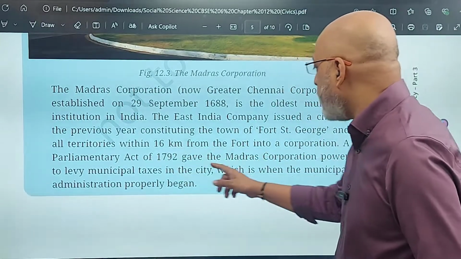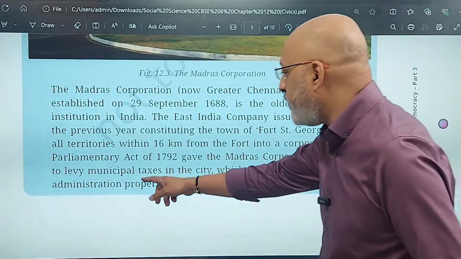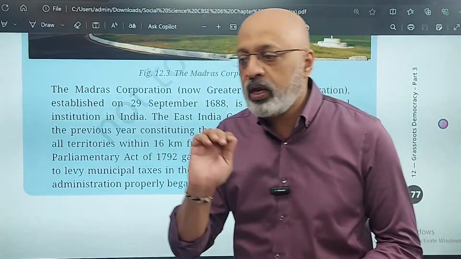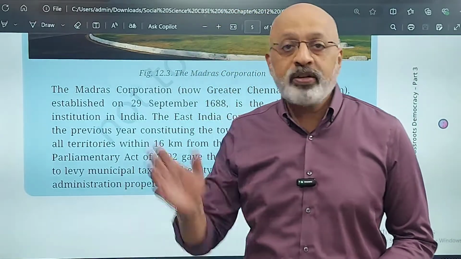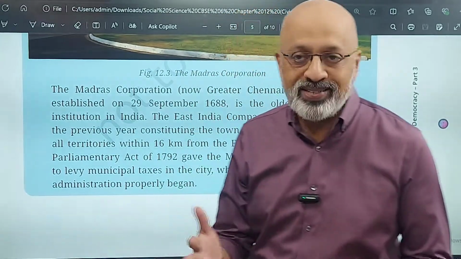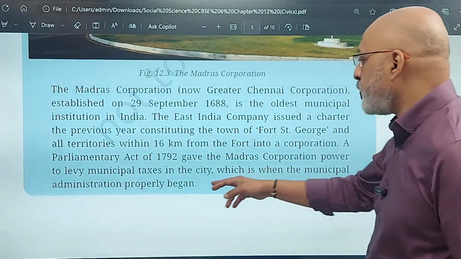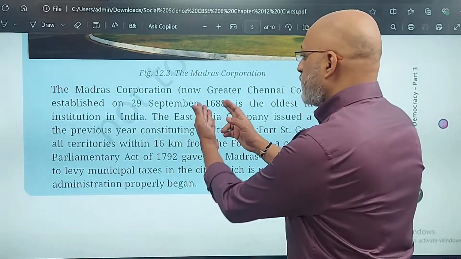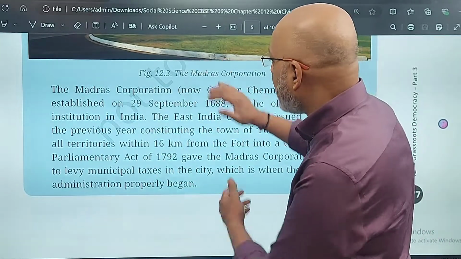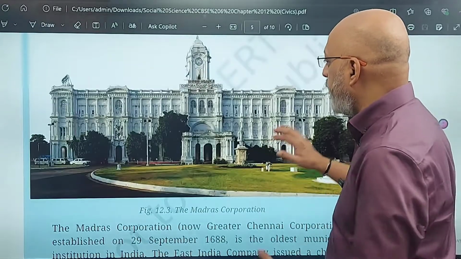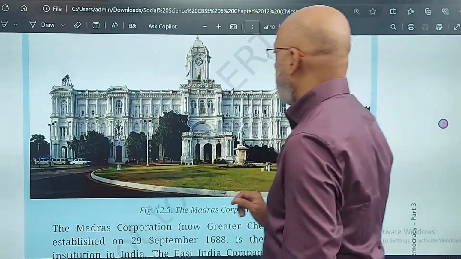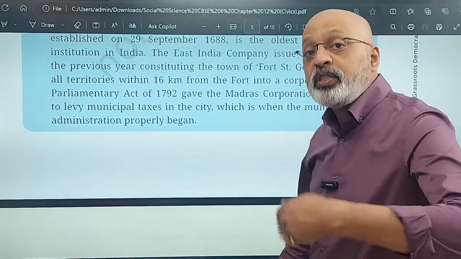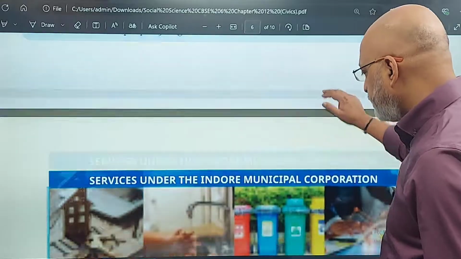So then in 1792, it gave the Madras Corporation power to levy municipal taxes. Levy matlab you collect municipal taxes. You say that, okay, you have to pay 20 rupees as municipal tax. You have to pay municipal tax every year, which is when the municipal administration properly began. So 1792 it began, but it was established in 1688. This is an important aspect about the Municipal Corporation of Chennai. और इस बिल्डिंग को भी आप ध्यान रखिएगा. Okay, the photograph, this one and Mumbai, you should remember because you could get a picture based question as well.